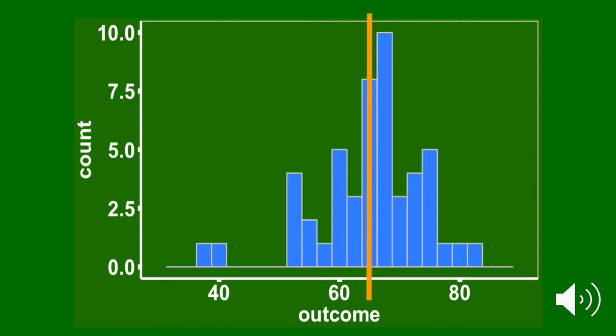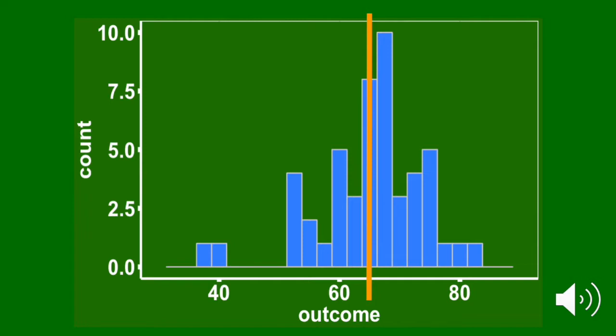For example, a simple model is the mean as the model of this whole distribution. It's simpler because it's just one number. This distribution is a whole bunch of numbers, but the mean is just one simple number. In this case, the mean seems like around 64.